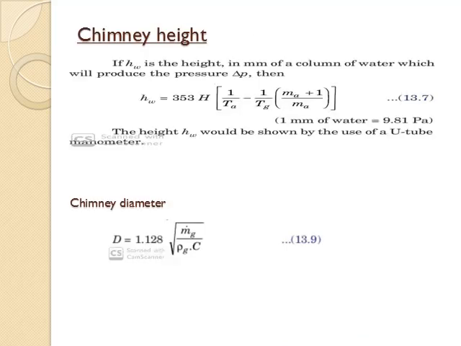Here we have an expression for chimney height. If HW is height in mm of column of water which will produce the pressure drop delta P, then chimney height H can be calculated as follows using this equation. Now, how to calculate the chimney diameter using this formula?